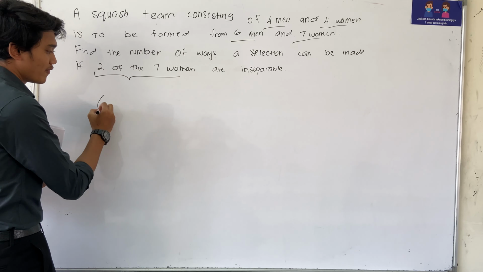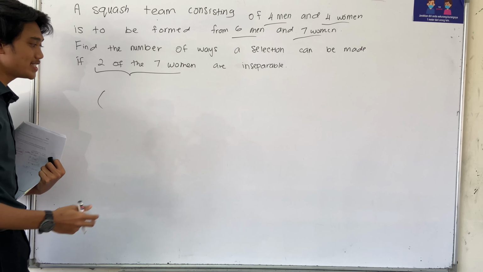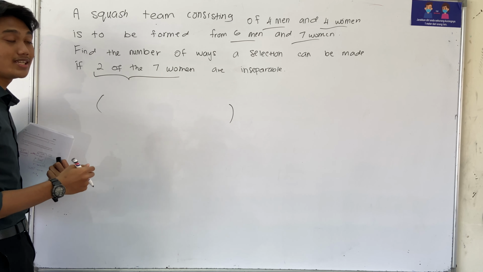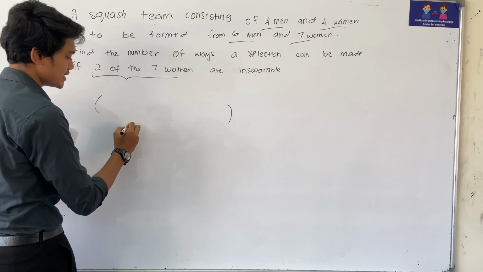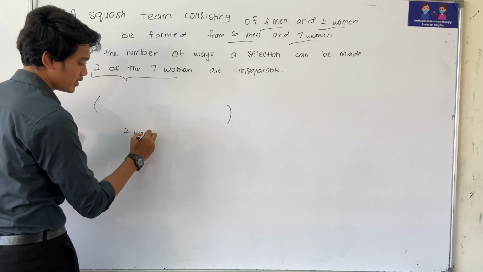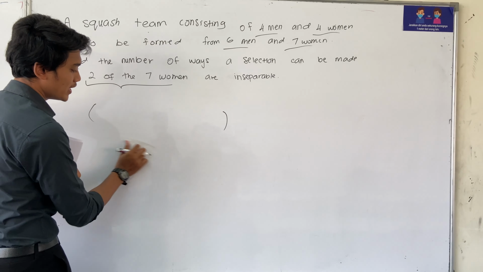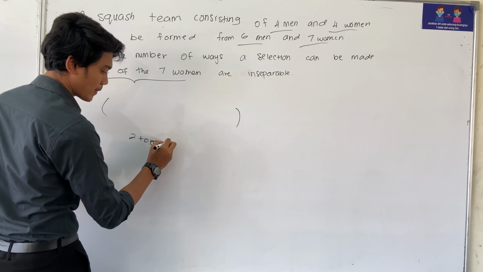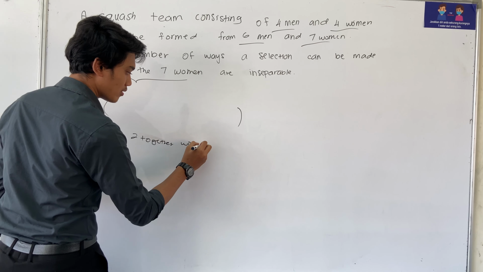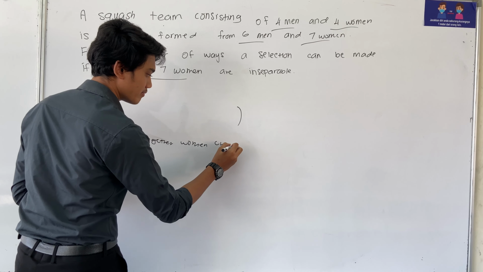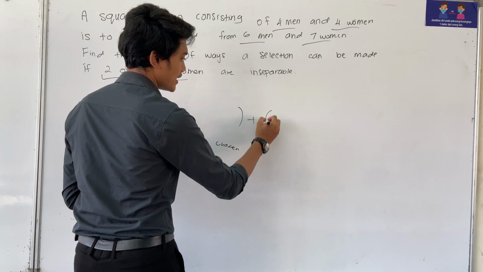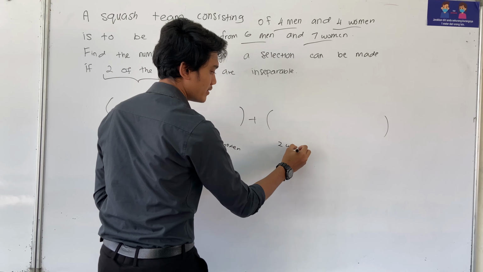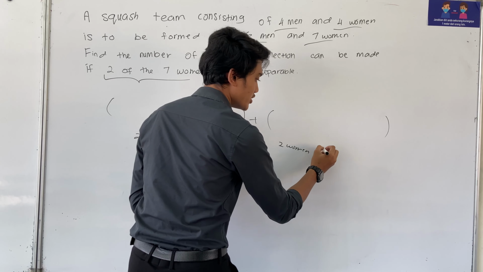So we must have 2 possibilities: the first one is that the 2 together women are chosen, plus another one where those 2 women are not chosen.